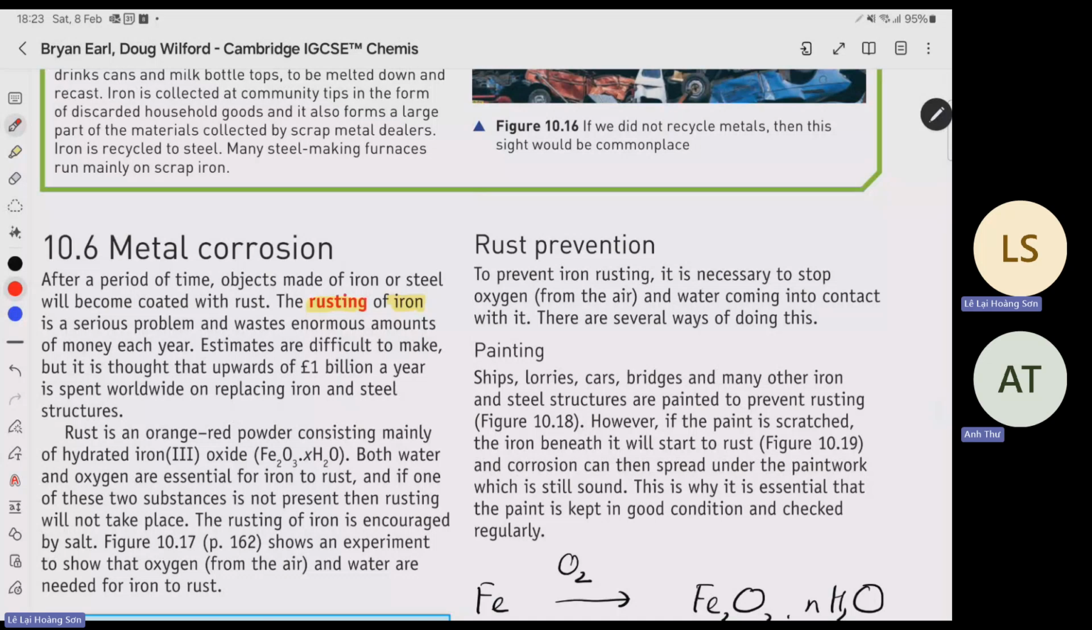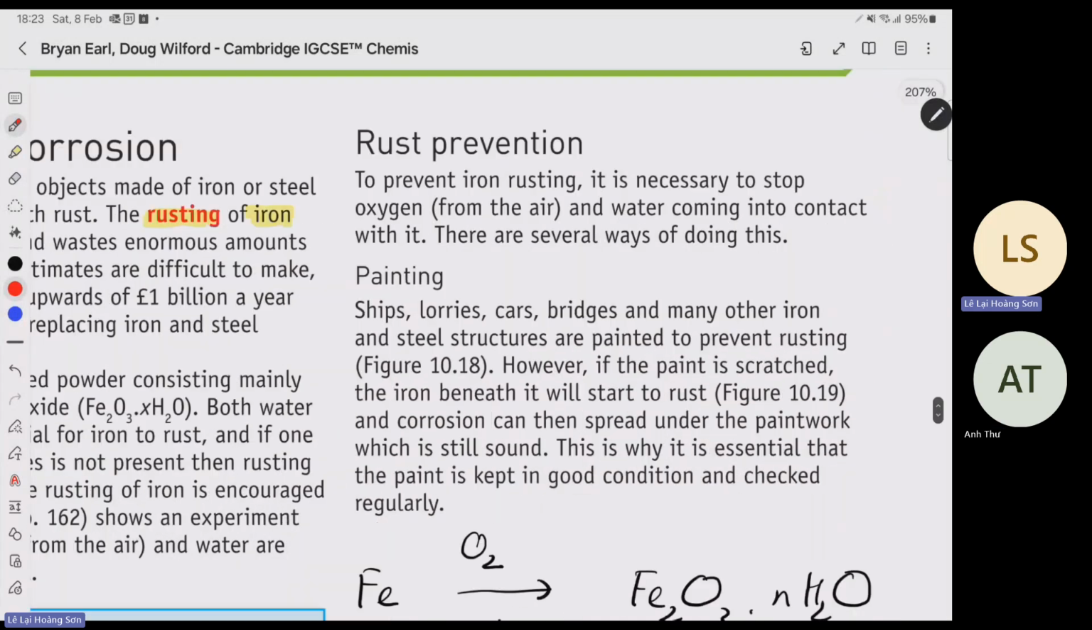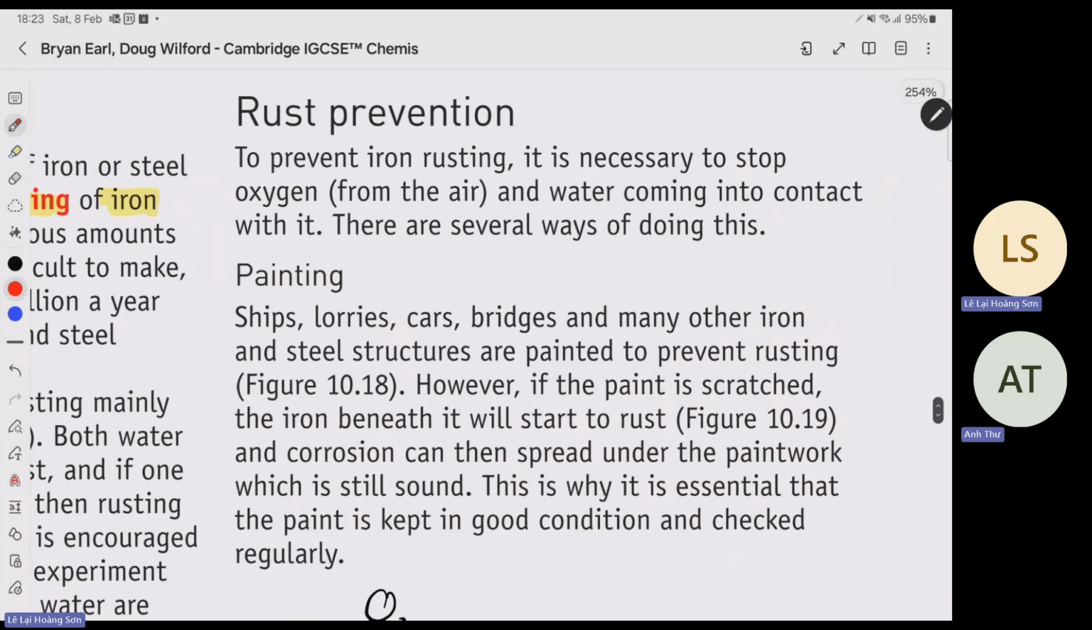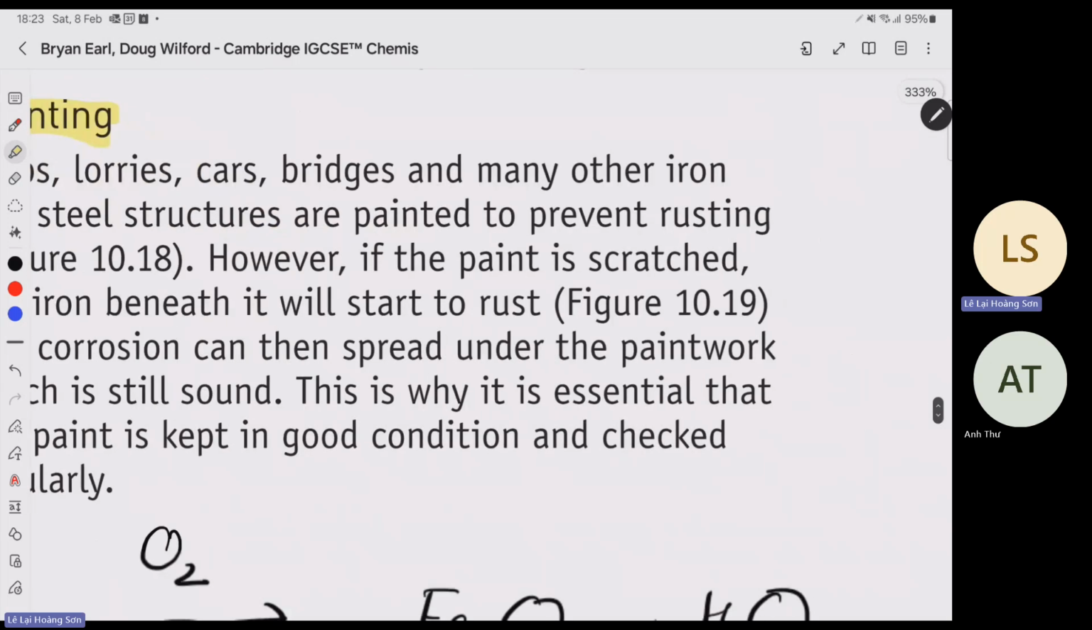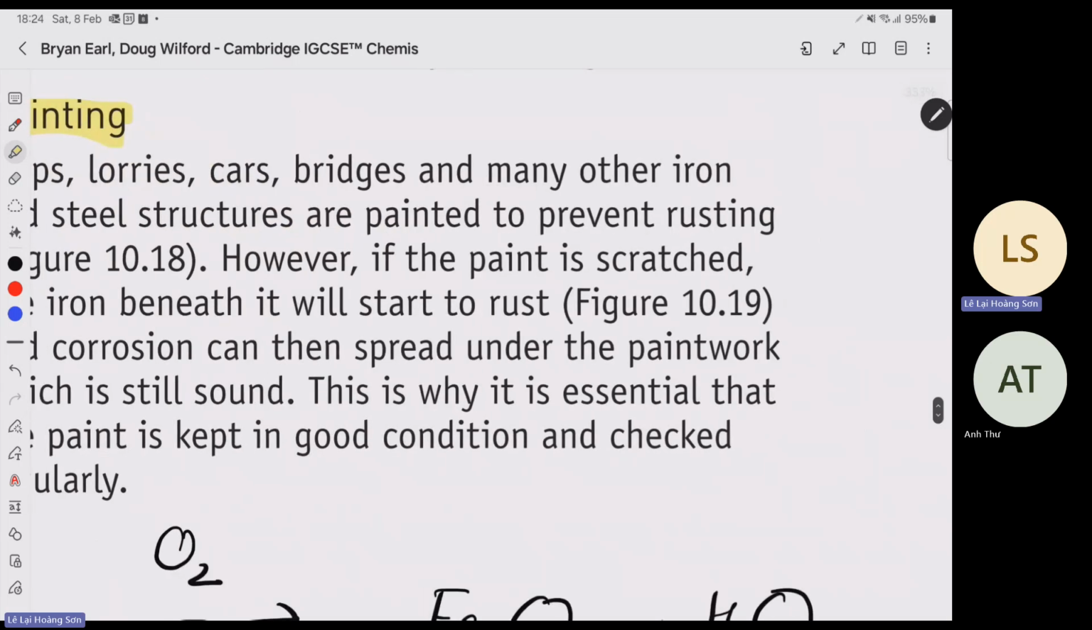So there are some ways that we can prevent rusting. All right. We're gonna start with painting. All right. So painting is like you add another layer, you add a layer of paint on the surface of iron. So can you explain why do we do that? All right, how can that prevent rusting from happening?